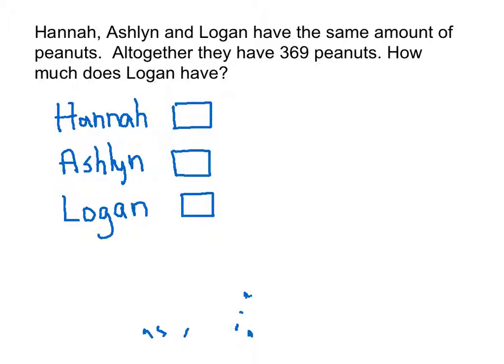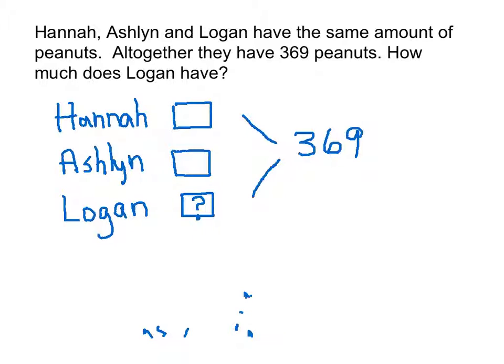Now I go back to my word problem and make sure I include each part of it in my drawing. Hannah, Ashlyn, and Logan have the same amount of peanuts. I have that in the drawing. Altogether, they have 369 peanuts. So altogether, there's 369. How much does Logan have? So Logan gets the question mark. I want to know how much is his.